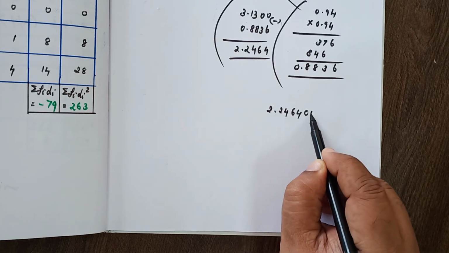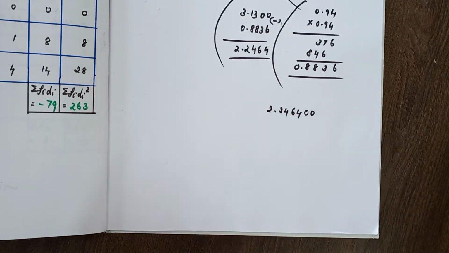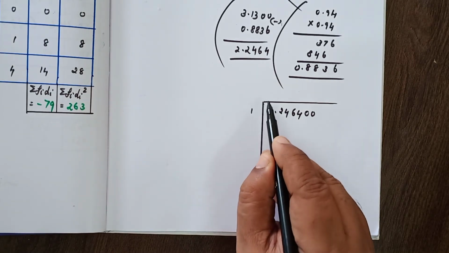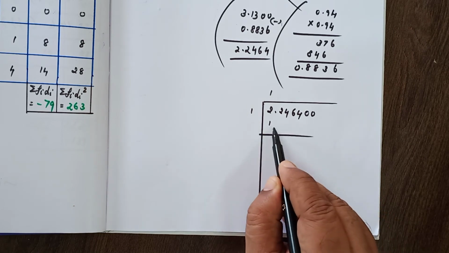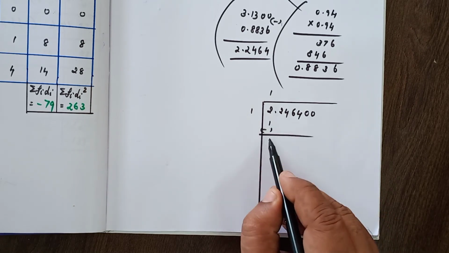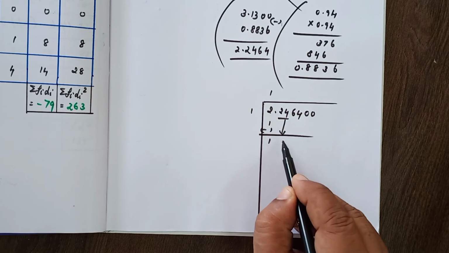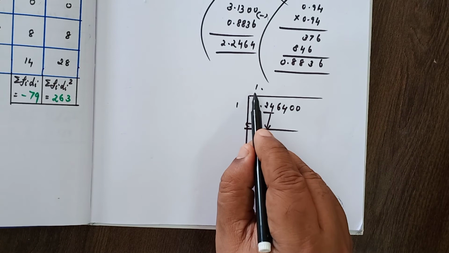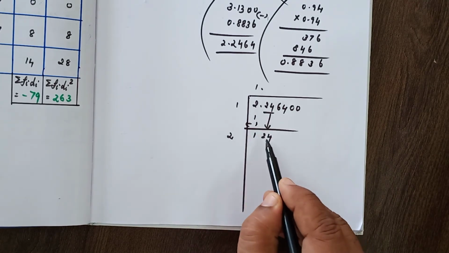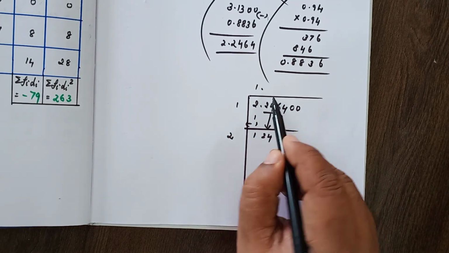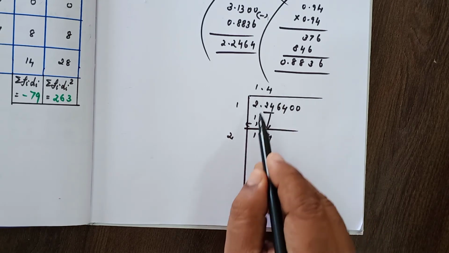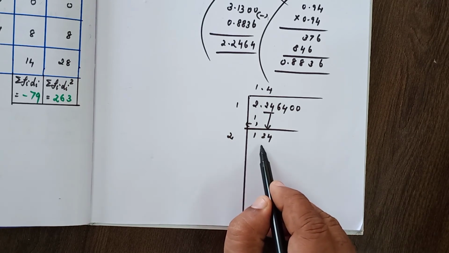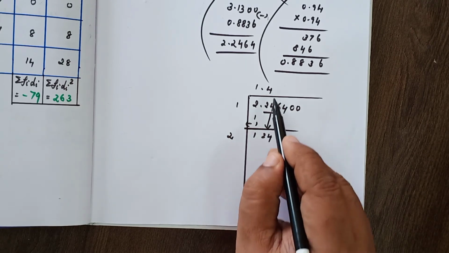2.2464, you can add any number of zeros after that. In the integral part we have the number 2, so you can go up to 1 only. 1 is 1. Then subtract: 2 minus 1 is 1. Bring down two numbers, that is 24. Keep the decimal point over here. Then multiply 1 by 2, that is 2. How many times can we go? Up to 4 times only, because if you take 5, here also you put 5, 5 into 25 is 125, and we have only 124. So 4 times only.